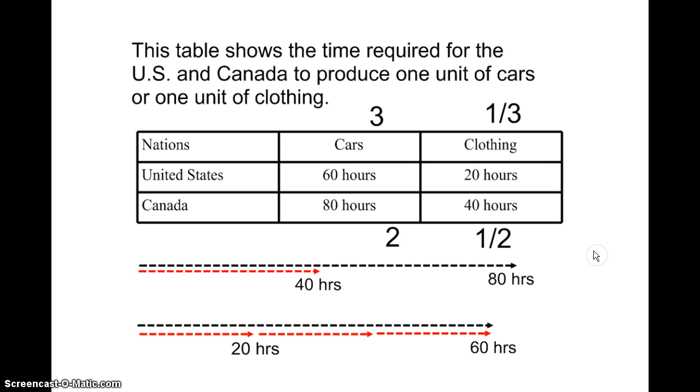Who has a lower opportunity cost for clothing? The United States, because their opportunity cost if they make clothing is only 1/3 of a car, whereas Canada's is half a car. Who has the lower opportunity cost for cars? Canada, because they give up 2 units of clothing, but the United States gives up 3. Hopefully this clarifies it. As I said, there will be some practice problems on Moodle that you can do to further work on your skills on calculating opportunity costs.